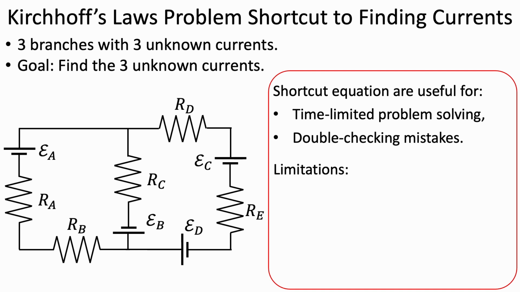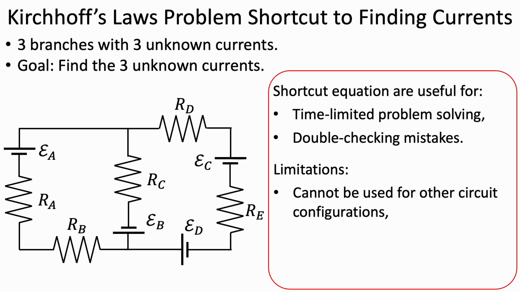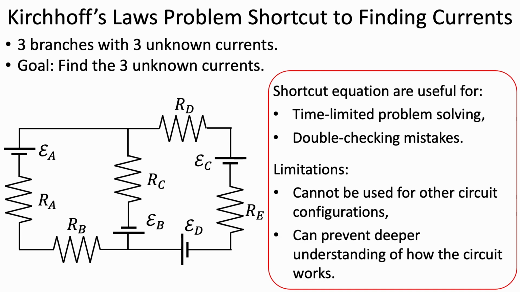However, there are some limitations. First, the shortcut equations cannot be used for other circuit configurations, such as circuits with more than 3 loops, or if they have other circuit elements, such as capacitors. Also, since the shortcut would allow you to find answers without going through each step of Kirchhoff's laws, it can prevent deeper understanding of how the circuit works.